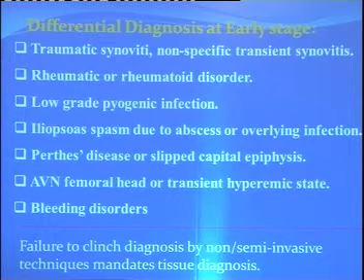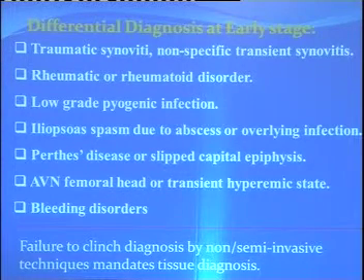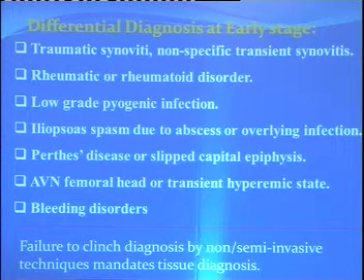Differential diagnosis is very important at an early stage. When the disease is advanced, differential diagnosis probably becomes not very difficult. But these are some conditions which resemble each other in differential diagnosis. It can be traumatic synovitis, transient synovitis, rheumatoid disorder, low-grade pyogenic infection, psoas spasm due to an abscess or overlying infection in the iliopsoas area, Perthes disease, slipped capital femoral epiphysis, AVN, bleeding disorder. Failure to clinch the diagnosis by non-invasive or semi-invasive investigation mandates tissue diagnosis.